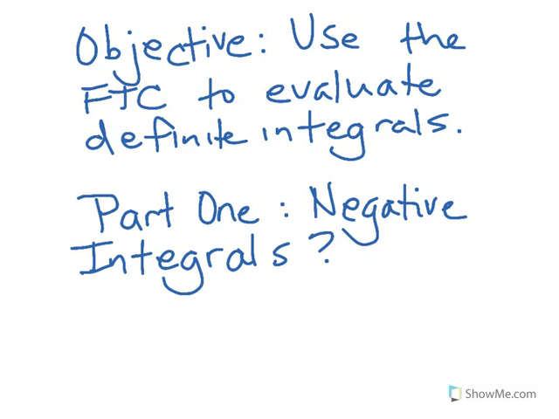So part one that we're going to be talking about is how in the world could you end up with a negative number as the value of an integral, and what would that mean, considering the fact that we've tied the idea of the integral to area under the curve.